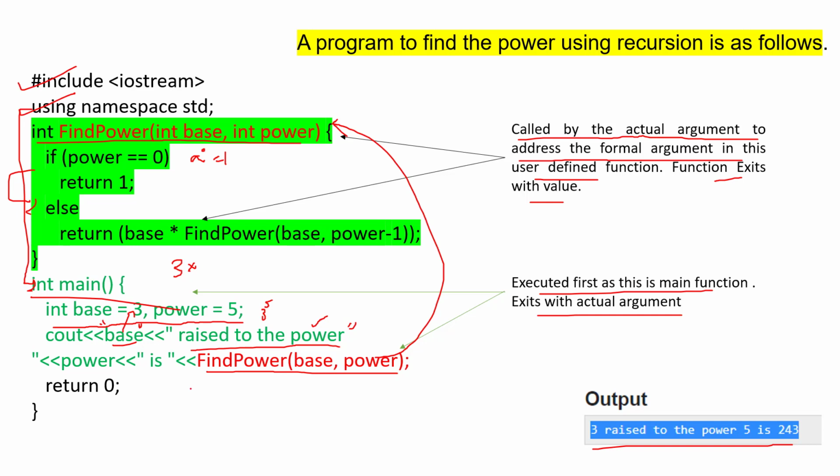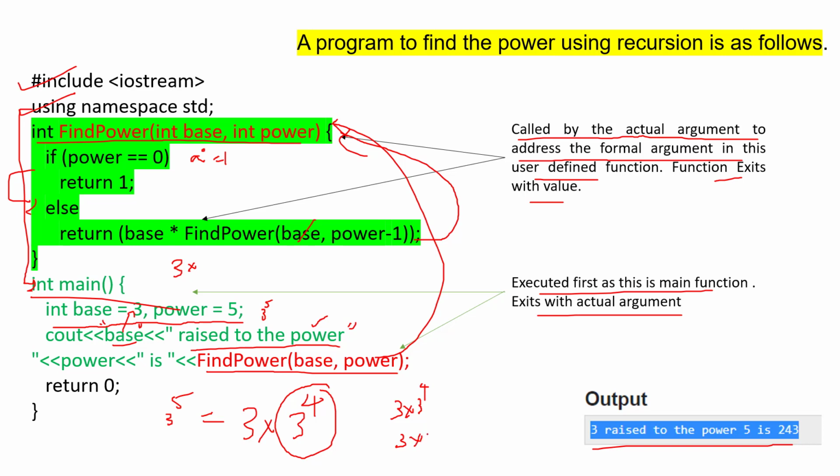So we search for the answer of 3 raised to 5. Right, so we have base value 3. 3 into find power of base, value we know 3, power minus 1, 3 power 4. Okay, next this step to evaluate. Again this condition will come to here. So this will be repeated. It will be like 3 into 3 raised to 4 as in the first step.